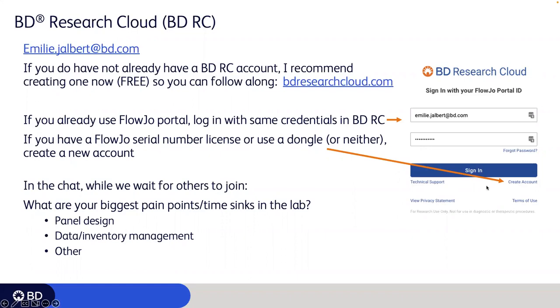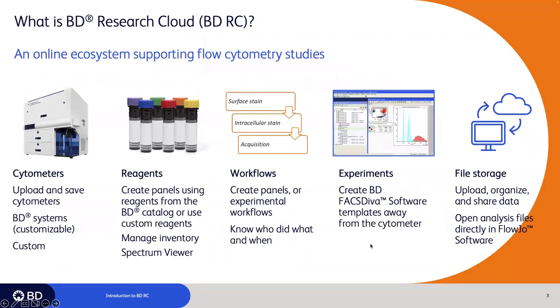All right, so moving forward, what is BDRC? BD Research Cloud is an online ecosystem supporting flow cytometry studies. Within BDRC, you can upload and save cytometers. Those can be BD system cytometers that are completely customizable, or they could be custom cytometers. So you can have non-BD cytometers in here, is not a problem at all. You can create panels using reagents from the BD catalog or use custom reagents. So again, these would be non-BD reagents. You can include those as well.